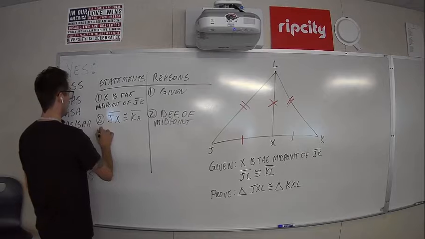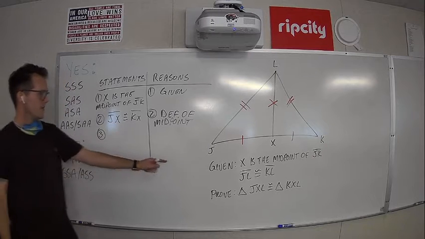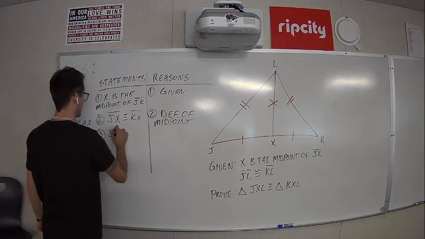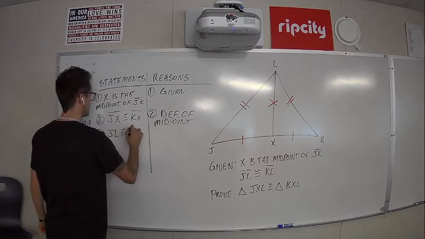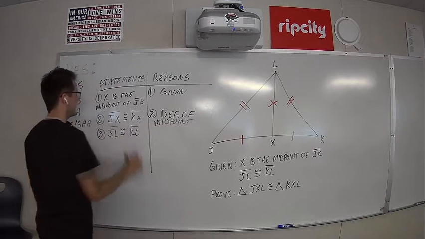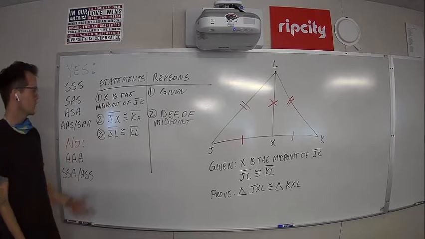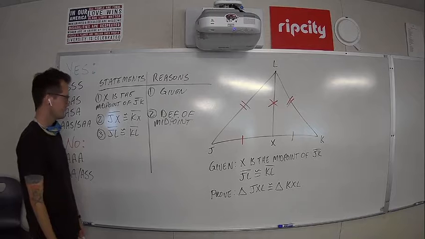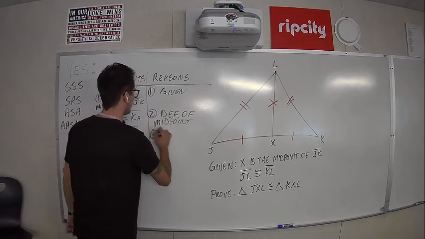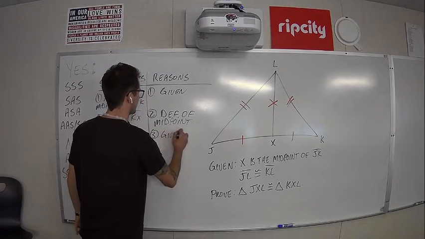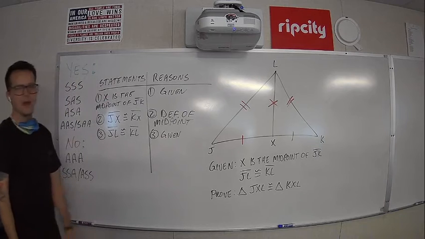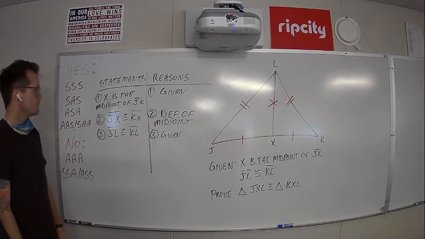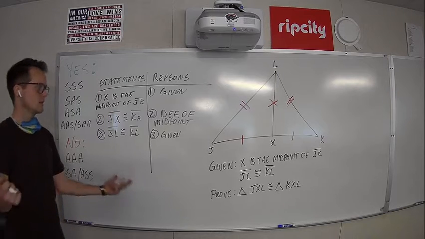Okay, statement 3. We have another piece of given information. JL is congruent to KL. Let's capture it. JL congruent to KL. Make sure those lines go on top. When we're talking about the length of these things, you don't need the line, but we're talking about the lines themselves. So for 3, we know this because, again, it is given. We didn't have to do any math for that. It was just handed to us. Sweet.